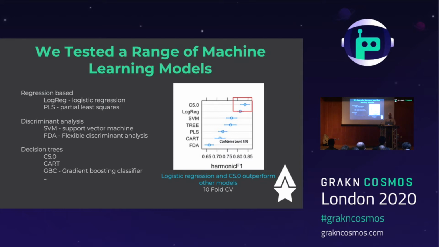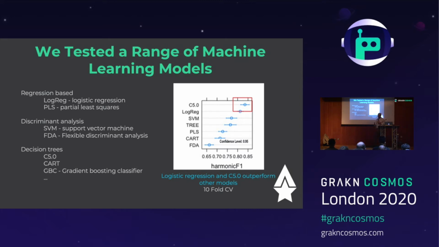So we tested a range of machine learning models. This is your standard machine learning pipeline. We tried all different types of models, right? We tried regression-based models, discriminant analysis type models, and then decision trees. So we have every type of model that you can sort of think of, and then we looked at the harmonic F1. So what's the result in predicting the IPOs?